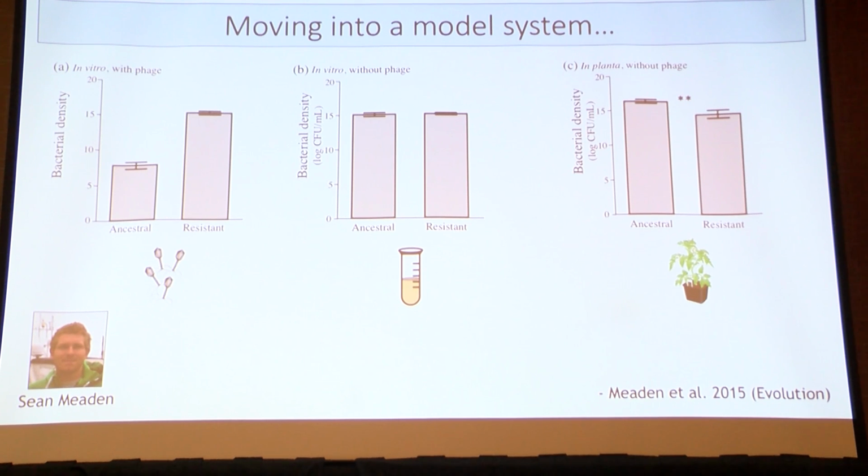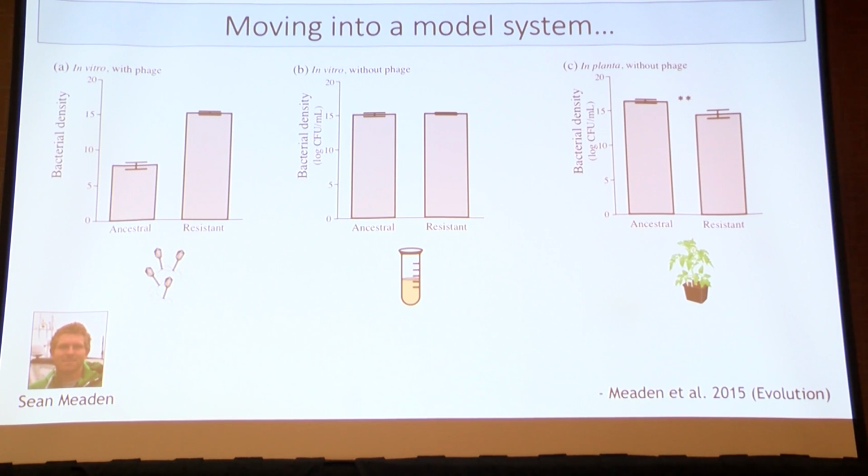There we go. In a test tube, but when you put them back into this naturally complex and highly competitive plant environment, in this case a tomato, you recover that you see a cost of resistance. So these phage-resistant mutants are not able to grow as well in the plant phyllosphere.